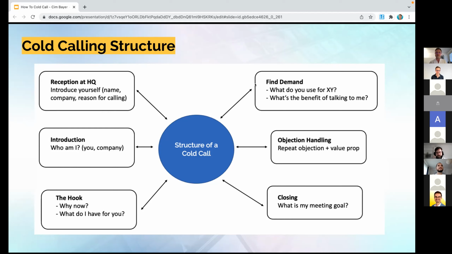So that would be like these typical demand questions, like what do you use for XY? And we're gonna talk about that later as well. And then my favorite, objection handling. So people always come up with different kinds of objections, and we try to collect them and gonna answer them together with you. And in the end, always keep in mind, what is your goal? So you should never lose the focus. We talked about it a little bit earlier, that you shouldn't be stuck in personal things with the prospect. You should always keep in mind what your goal of the meeting or of the call is.